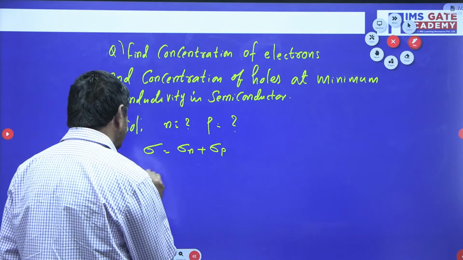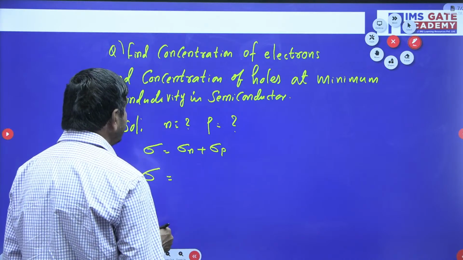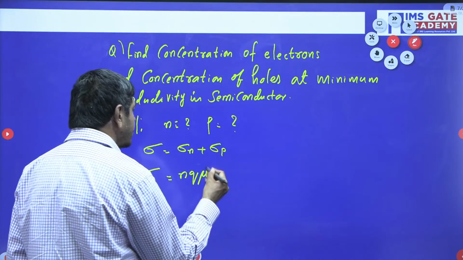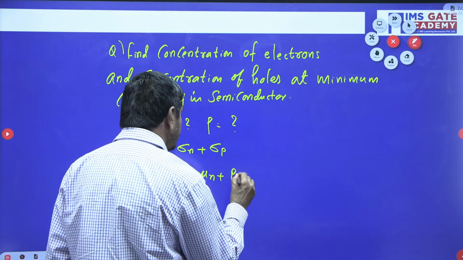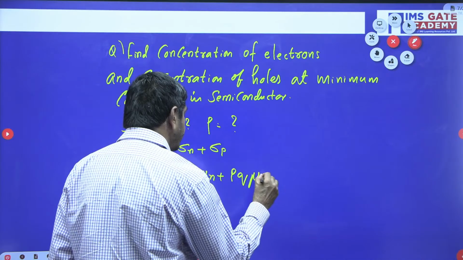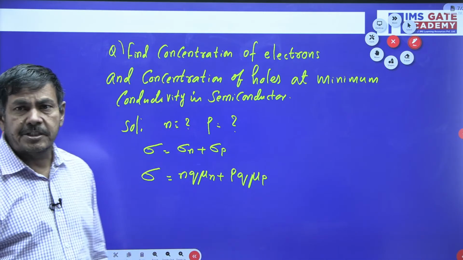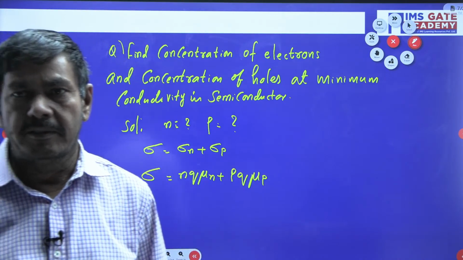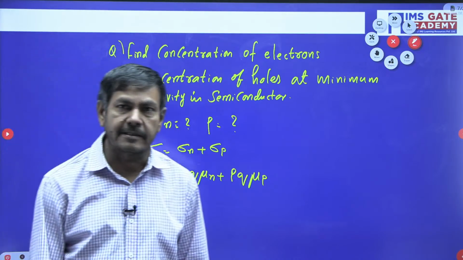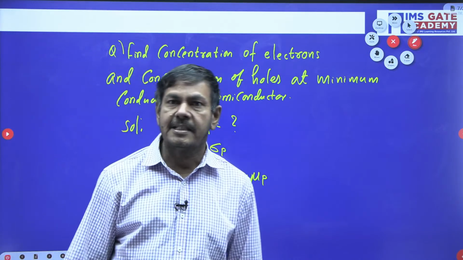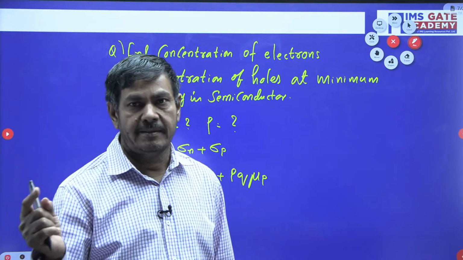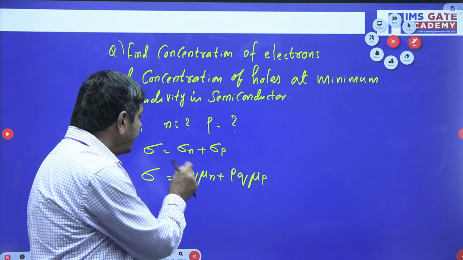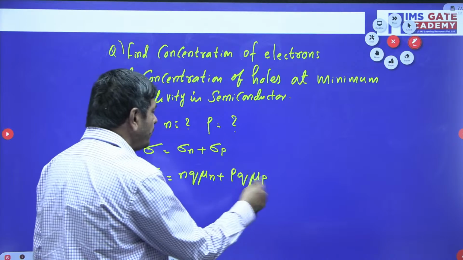So at minimum conductivity, sigma minimum: sigma n is nothing but n into q into mu n, and sigma p is nothing but p into q into mu p, you know very well. But I don't substitute n equals p equals ni here now, it is not acceptable. That is applicable only for an intrinsic semiconductor. In this question it is not specified whether it is intrinsic or extrinsic. If it is not specified, you must take the general formula, n q mu n plus p q mu p.